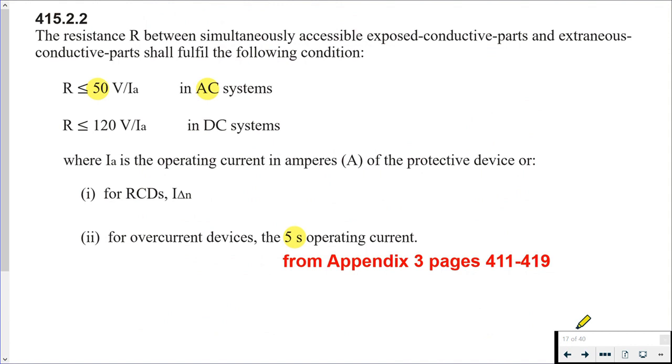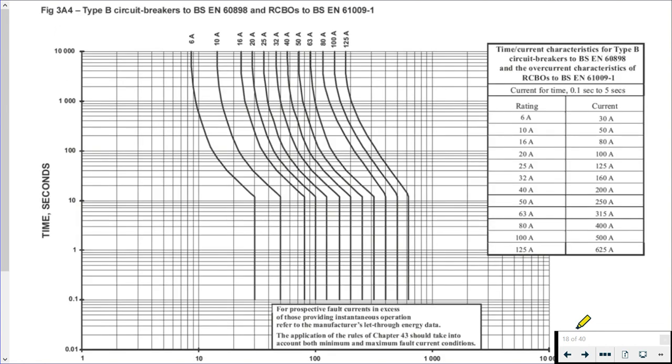From Appendix 3, pages 411 to 419. Now, we are looking for a 20 amp type B MCB, so we find that on page 417, figure 3A4, and you'll see there at the top it's got the type B MCB, and we've got our British Standard there.